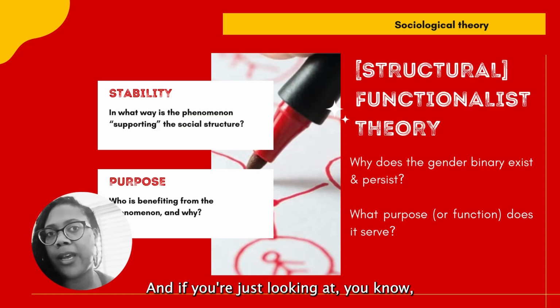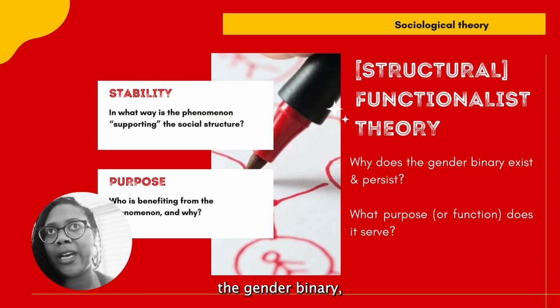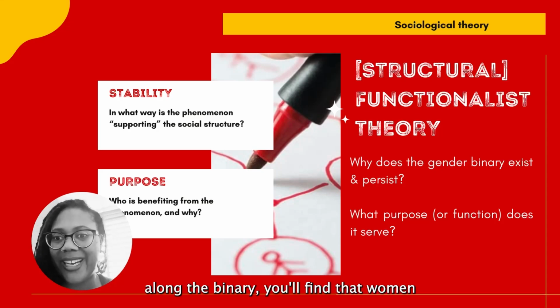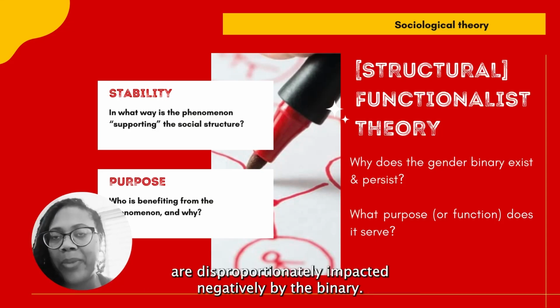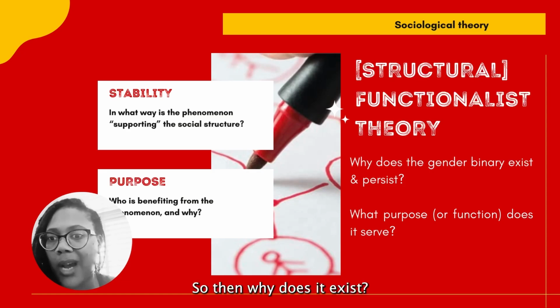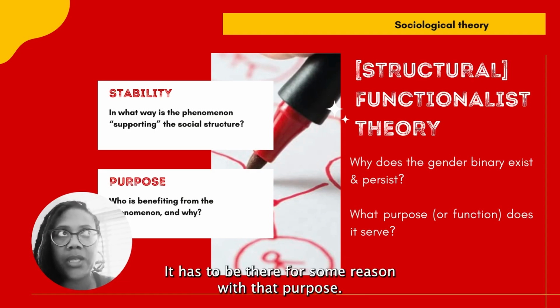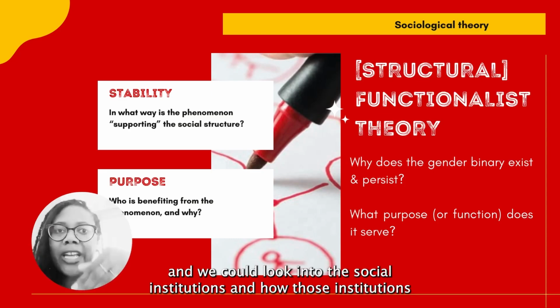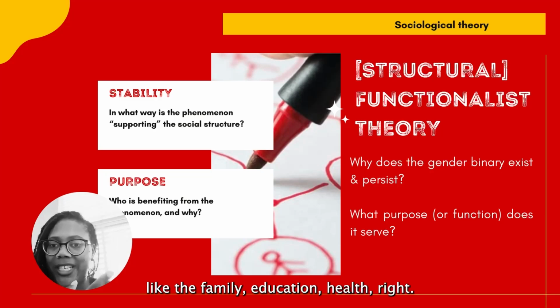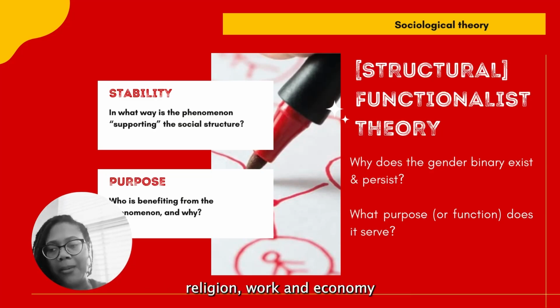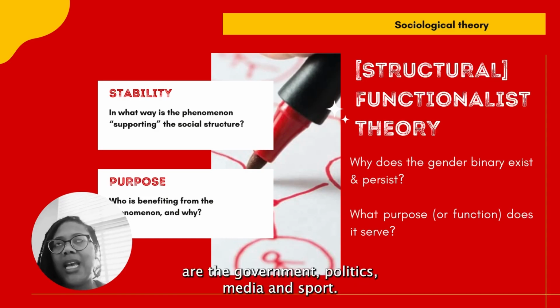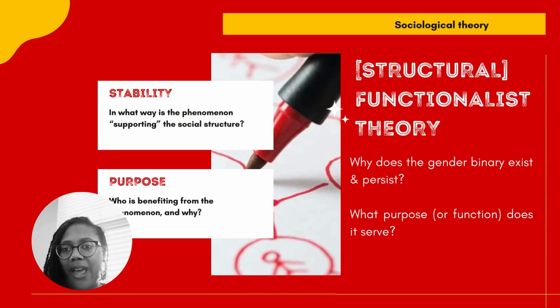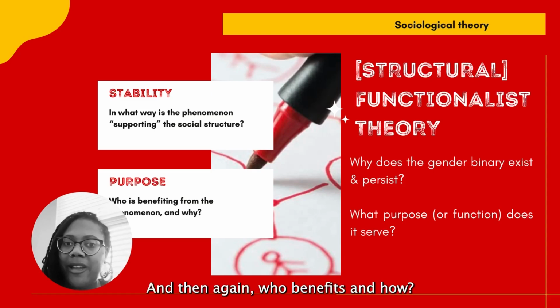And if you're just looking at the gender binary, along the binary, you'll find that women are disproportionately impacted negatively by the binary. So then why does it exist? Right? It has to be there for some reason. What's that purpose? And we could look into the social institutions and how those institutions, like the family, education, health, religion, work and economy, or the government, politics, media, and sport, how do they use the binary? And then again, who benefits and how? Right.